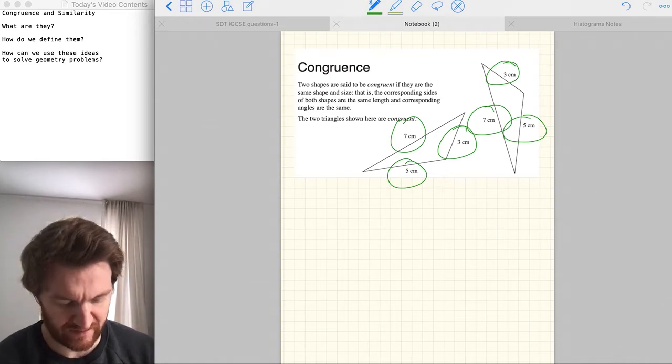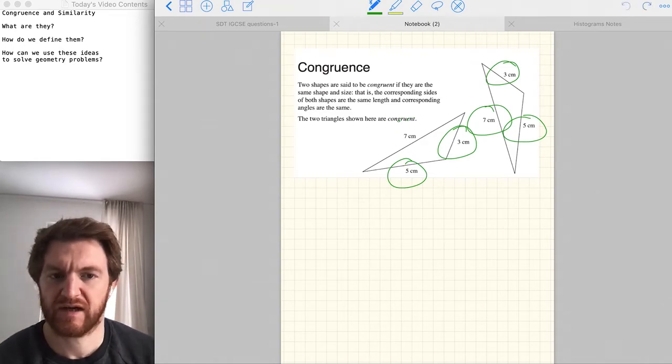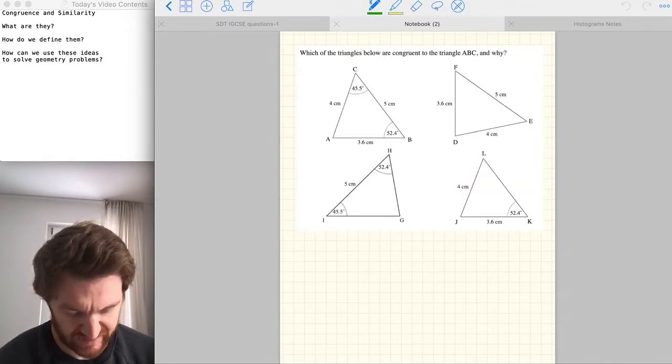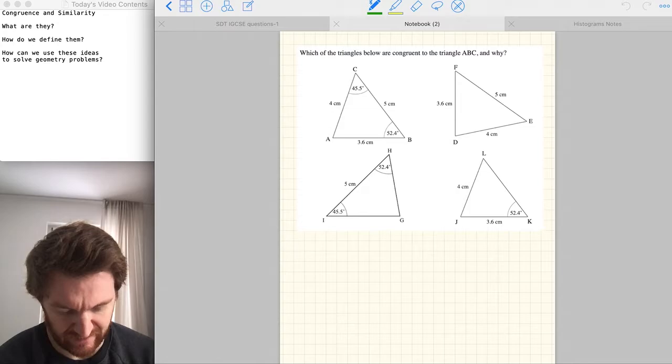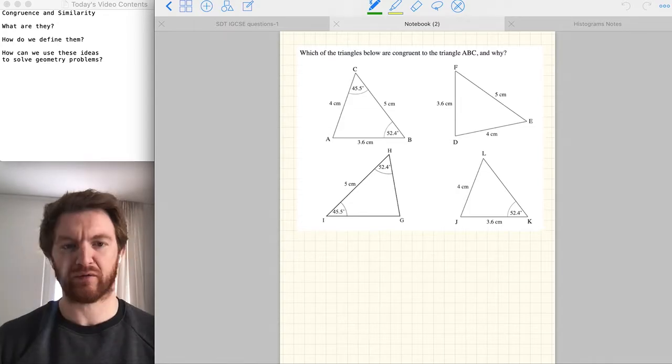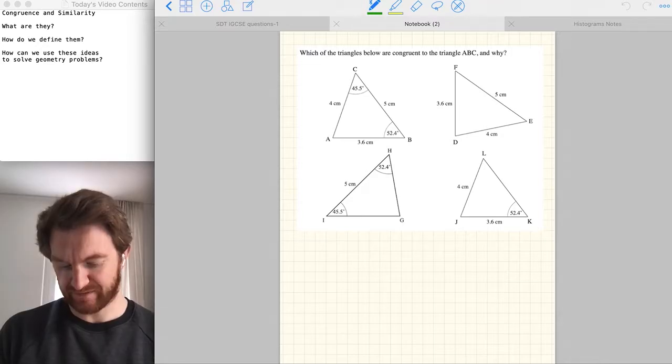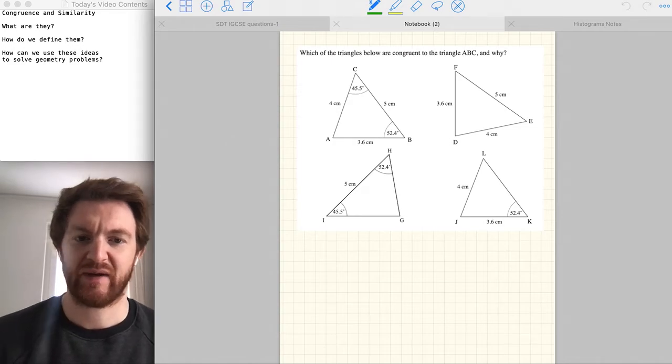So what does that look like in practice? Well, let's have a look at a quick question. I'm just going to give you 4 triangles as an example. Let's start off with the triangle at the top left and say which ones are congruent, i.e. exactly the same as the one in the top left. First thing we can say is we know all the sides. We've got a 5, a 4, and a 3.6. So any of the shapes that share these, we can say are the same.